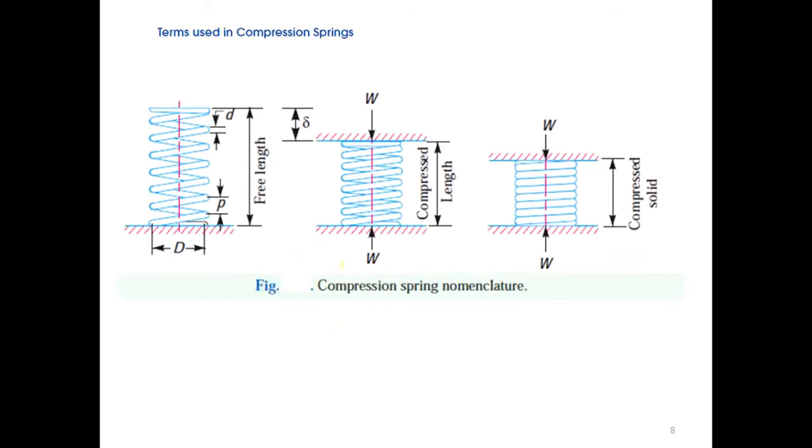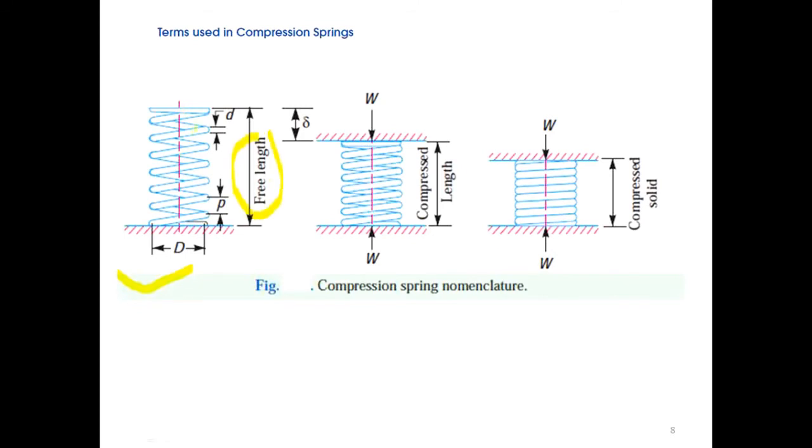In the spring, different types of terms are used. Firstly, the compression spring is present. This is the compression spring. When no load is present on the spring, the total length from the top coil to the bottom coil is called the free length of the spring.